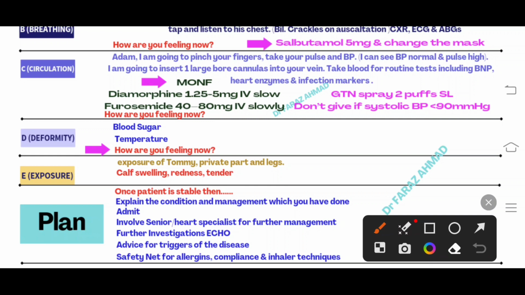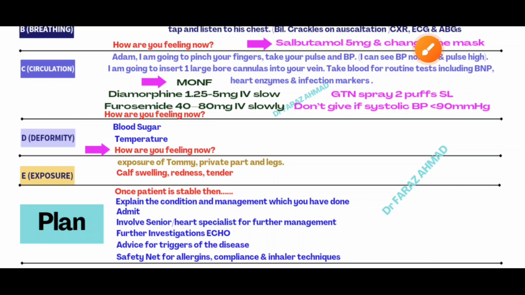Okay, so one important thing which you have to keep in your mind is MONF. As in the ACS station, like chest pain station or the myocardial infarction station, we have to keep MONA in mind. So in heart failure, you have to keep MONF in your mind. MONF means, M means morphine, O means oxygen, N means nitrates, and F means furosemide. So we have given the oxygen already.